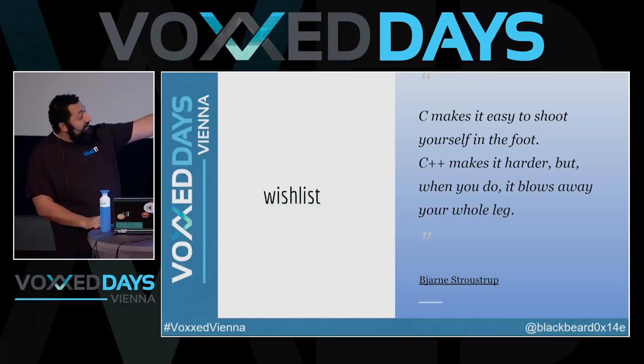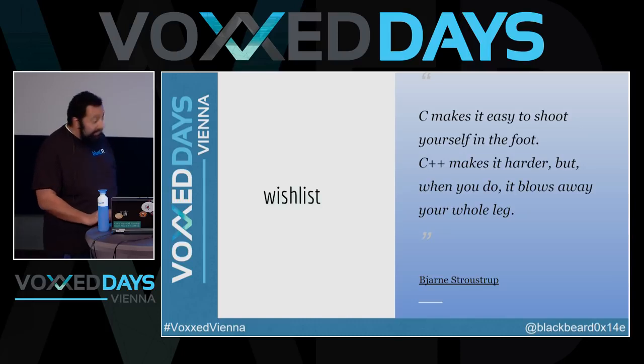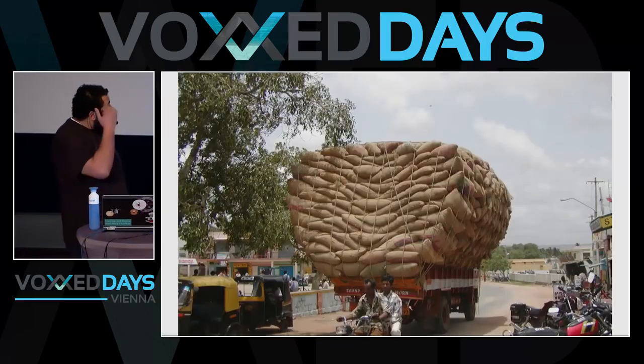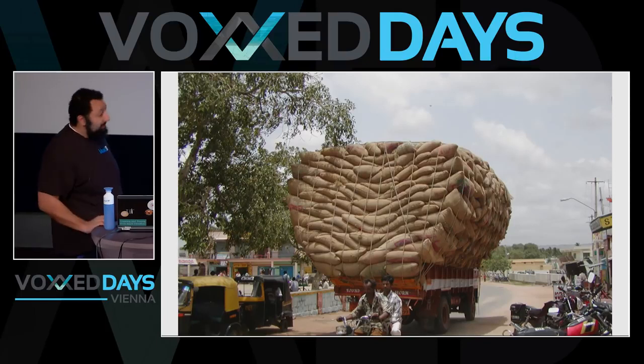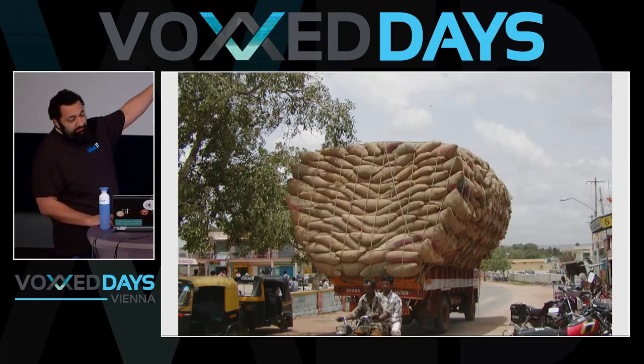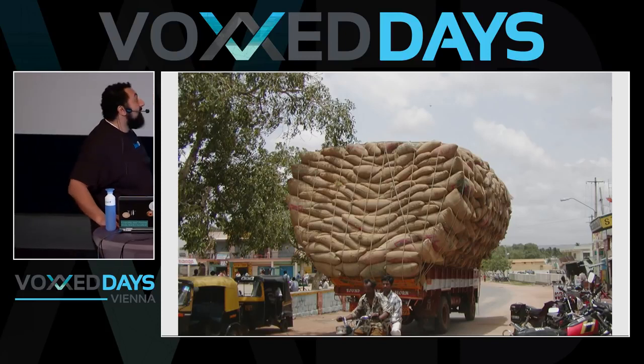Bjarne Stroustrup, for people who don't know who he is, he's like the James Gosling of C++. So imagine him saying this about his own language. It's pretty interesting. So, sure. I'm going to start out with overloading, and this picture, you just have to love the level of innovation and creativity of humans.